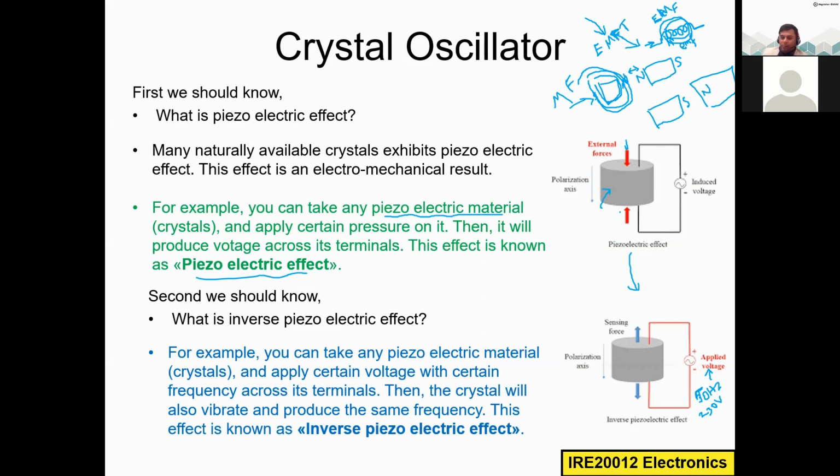Piezoelectric effect means we apply pressure to this material and we measure the voltage potential. In the inverse one, we are applying the voltage and we are measuring the vibration. So you can take any piezoelectric material, that is the crystal, and apply certain voltage with certain frequency across its terminals here. Then the crystal will also vibrate and produce the same frequency. Whatever frequency you apply, it will produce the same frequency. This effect is known as the inverse piezoelectric effect. So the crystal oscillator works based on this working principle.